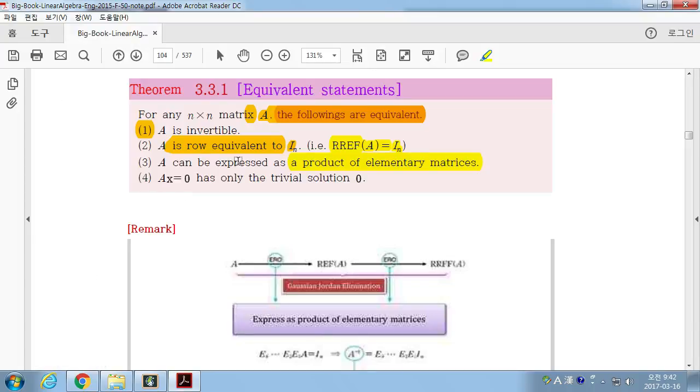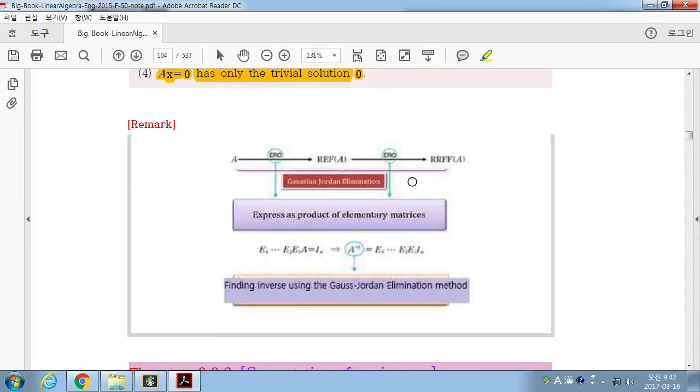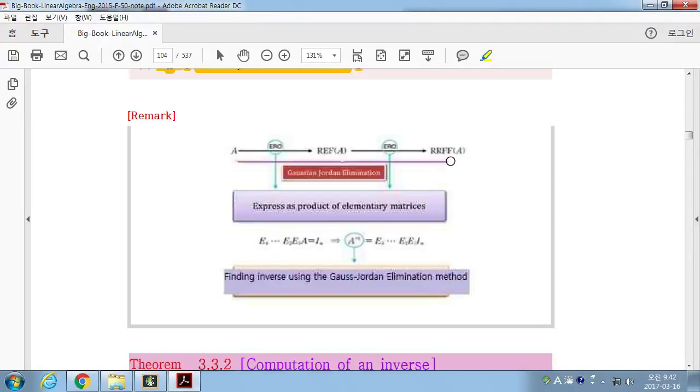That's what it says. I will show you, this condition will be expanded to more than 10 or 13 or 14 equivalent conditions in chapter 7. I will give a whole proof of this later, so I'll just explain it, but you should know this now. AX equals 0 has only the trivial solution. That means 0 is the only solution, for this square matrix A. These are all equivalent.